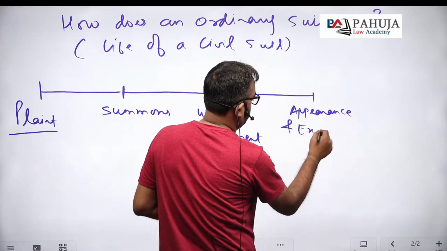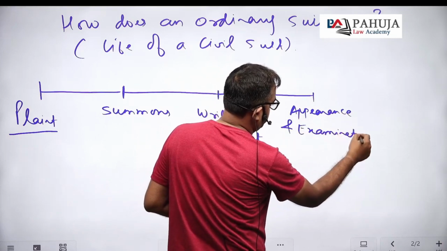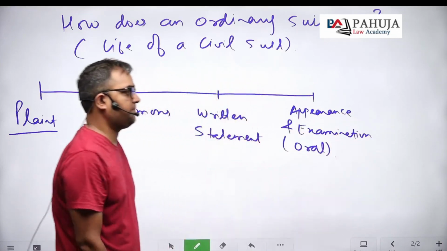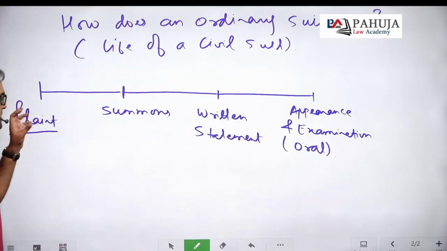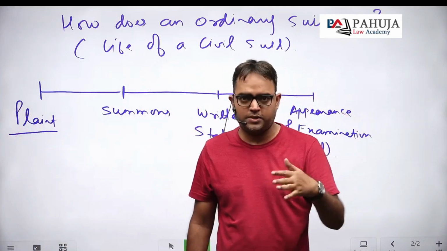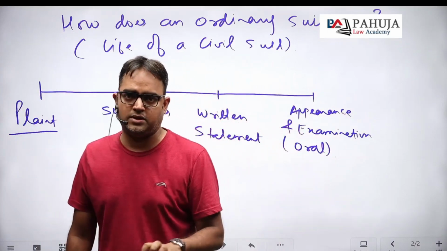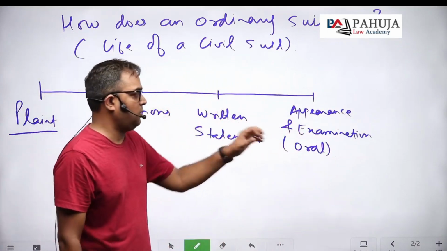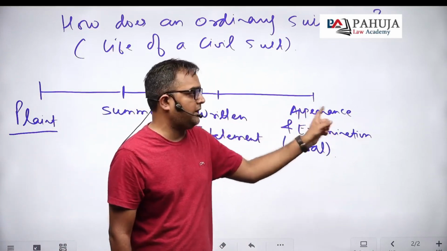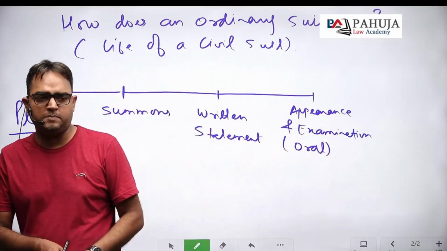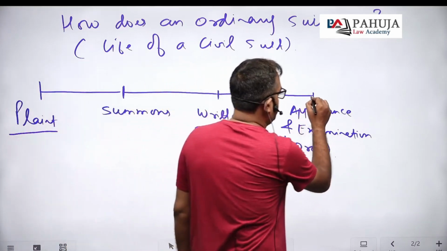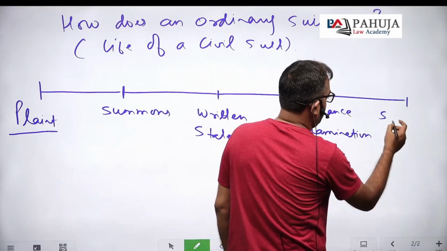Appearance and examination. And this examination is actually an oral examination, right? देखो, when both parties have made their written submissions, the court asks both the parties to appear before the court and conduct an oral examination, right? The purpose of appearance is oral examination, and oral examination cannot happen without the appearance of the parties, ठीक है?